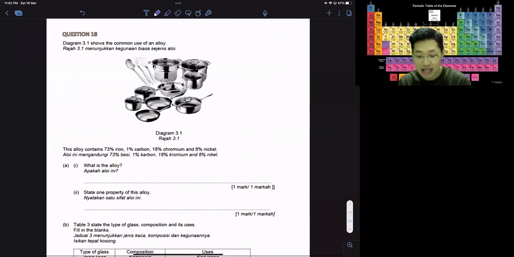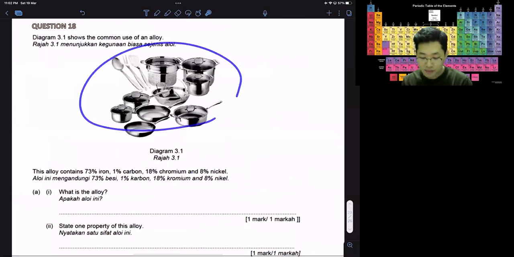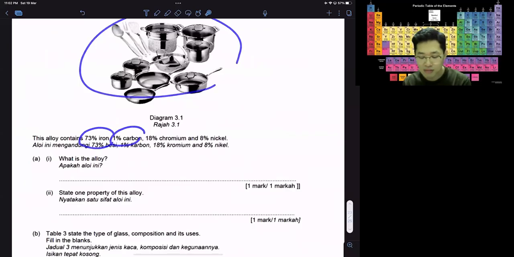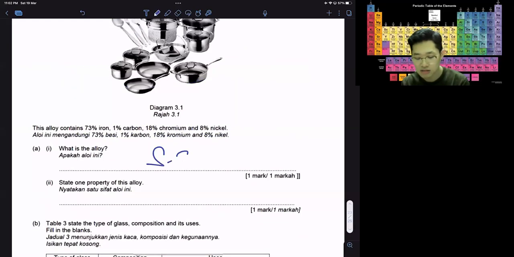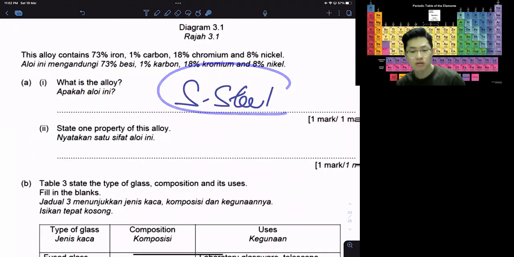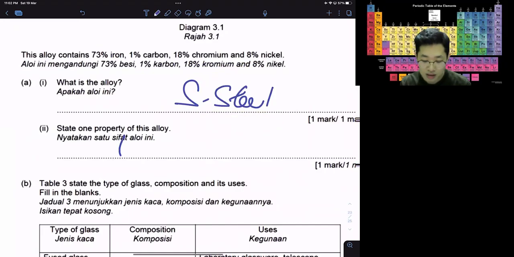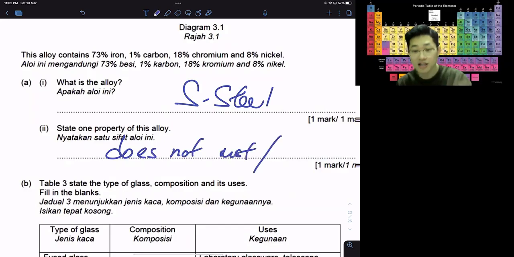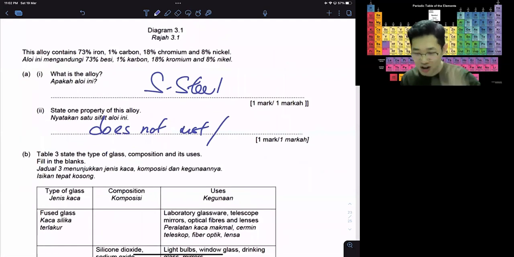Is it last? Okay, second last. All this thing is made of iron, carbon, chromium, nickel, stainless steel. Property? What is the property of stainless steel? Yes, it does not rust. They are hard. Okay, they are hard. They are strong, and they have shiny surface. Alloy, you just throw in all this hard, strong.